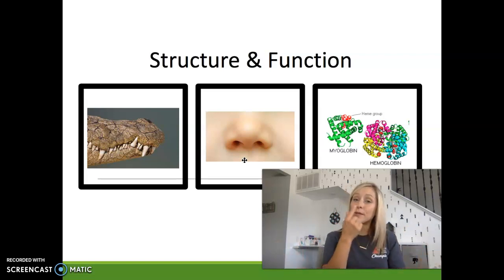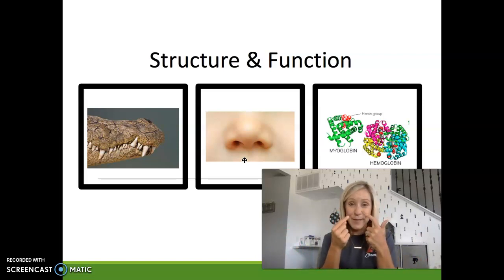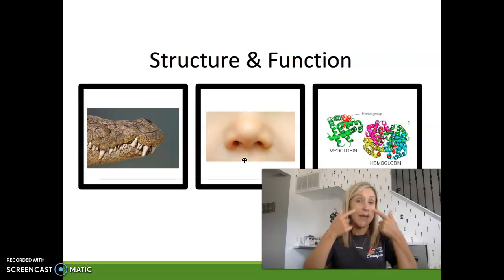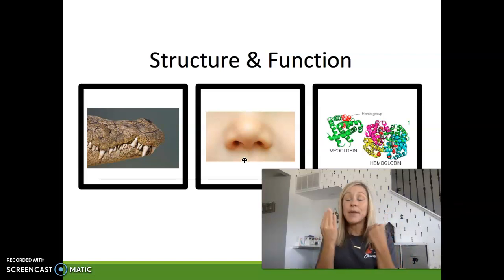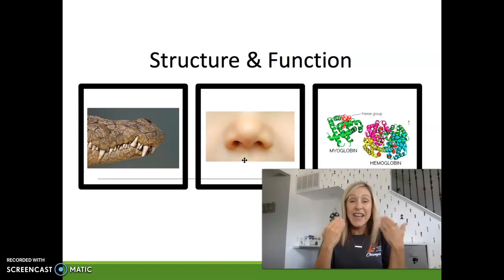But if that nasal cavity was larger, things would get stuck in there more often. So by science, by adaptation, the structure of our nose is perfect for getting the amount of air we need in, but yet requiring protection from other things getting in and out. It's a function of breathing.